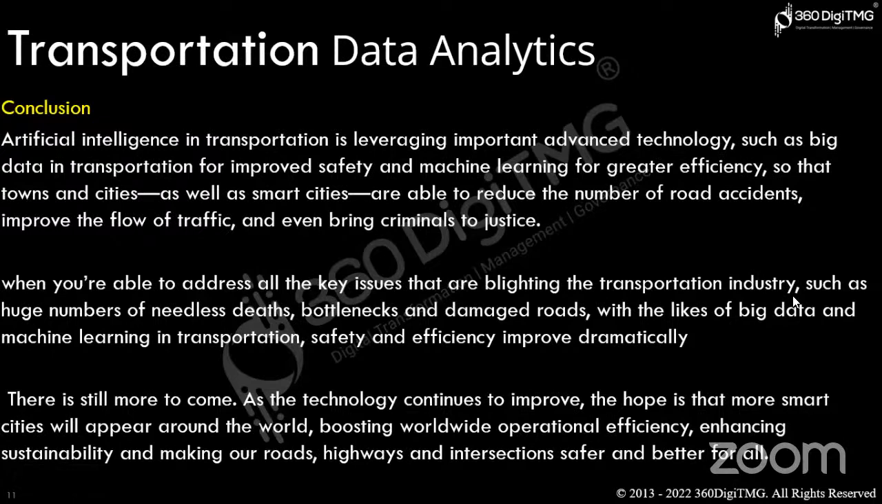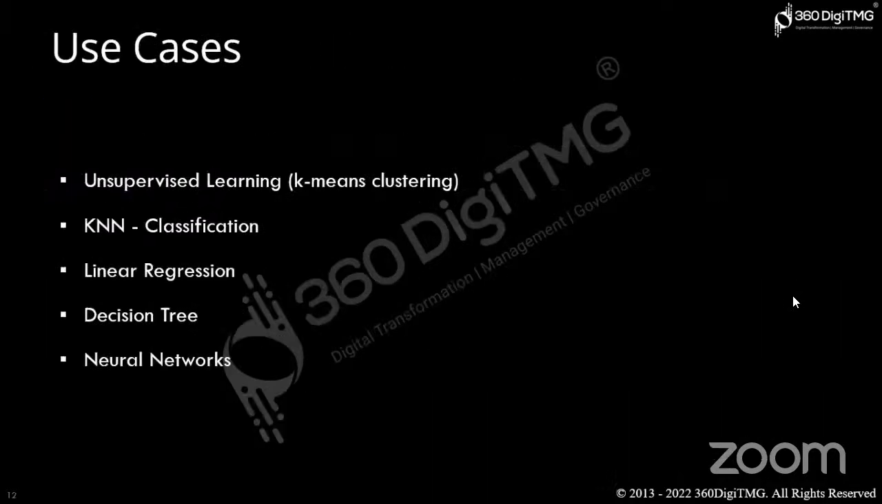We are able to address all the key issues that are blighting the transportation industry, such as the huge number of needless deaths you can easily avoid, and the damaged roads that you can avoid. These are the different things that we can avoid using machine learning technologies. So these are the applications of machine learning algorithms in transportation. We'll be having so many other transportation applications as well, but since there is a time constraint, I'm not going through all of them.